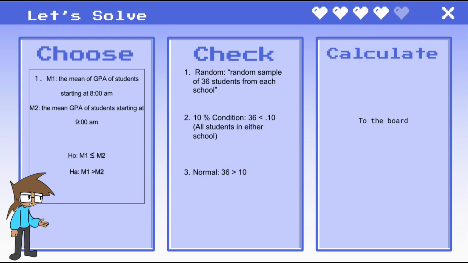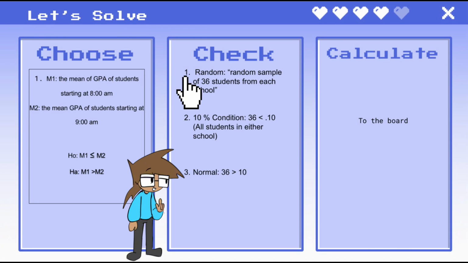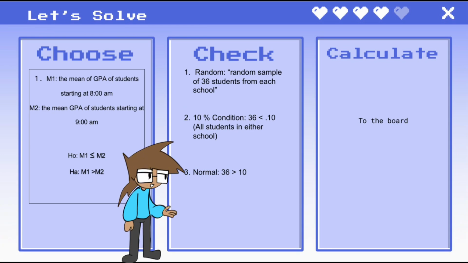Now we can go ahead and solve it. We already did the first step, choosing, in the previous one, so we'll head on to check. This is where we check our conditions, the first one being the random condition. As I stated before, a random sample of 36 students from each school. It's a random sample.